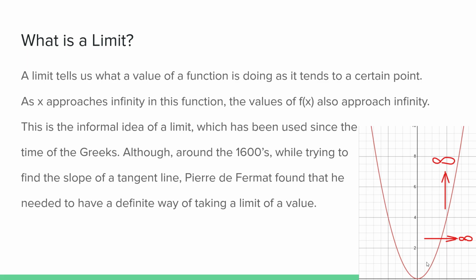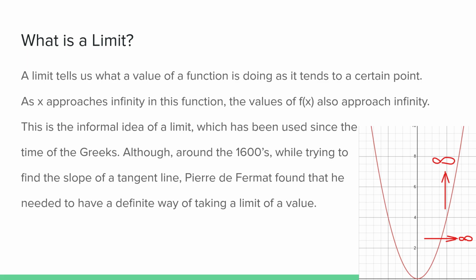You can see over on this graph that as the x values tend to infinity, as they keep going towards the right, the values of f of x, or y, also approach infinity. This is a relatively informal idea of a limit.